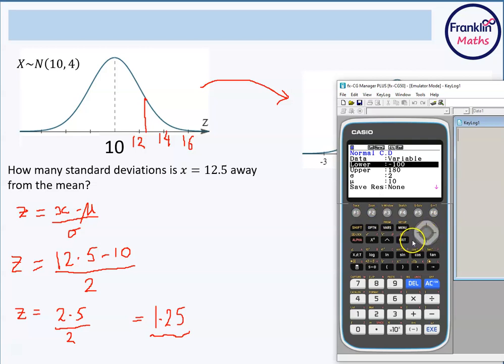Let's just have the upper as 1,000,000 or something like that. Doesn't really matter. Sorry, my lower. So let my lower be 12.5. Let my upper be something ridiculous. Fill in the rest.